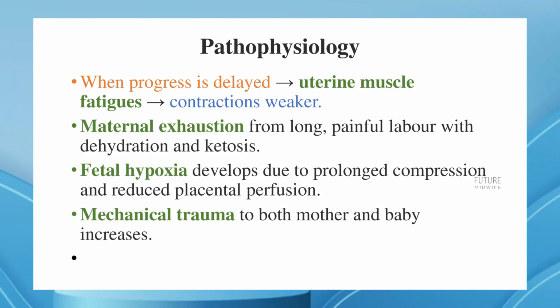Here we reach the pathophysiology of prolonged labor. Whenever there is a delayed progress in labor, it causes uterine muscle fatigue. Also, it leads to weaker contractions. Ultimately, it can lead to maternal exhaustion from long painful labor with dehydration and ketosis. Fetal hypoxia can develop due to prolonged compression and reduced placental perfusion. Also, there is an increased chance of mechanical trauma to mother and baby. This is the pathophysiology of prolonged labor.